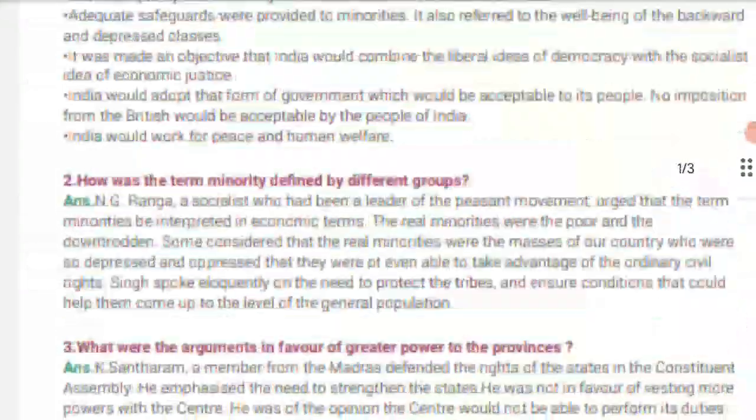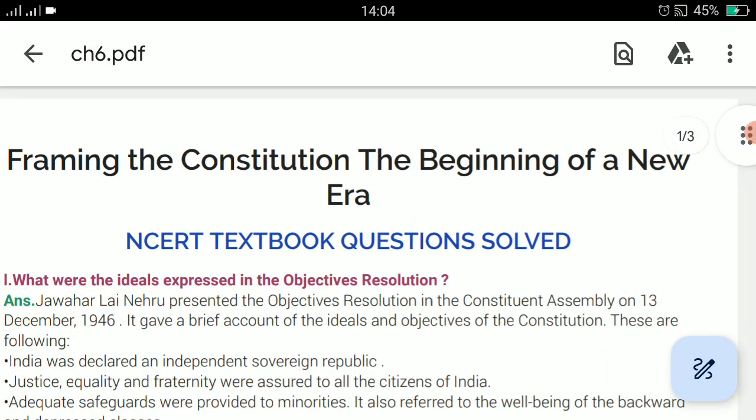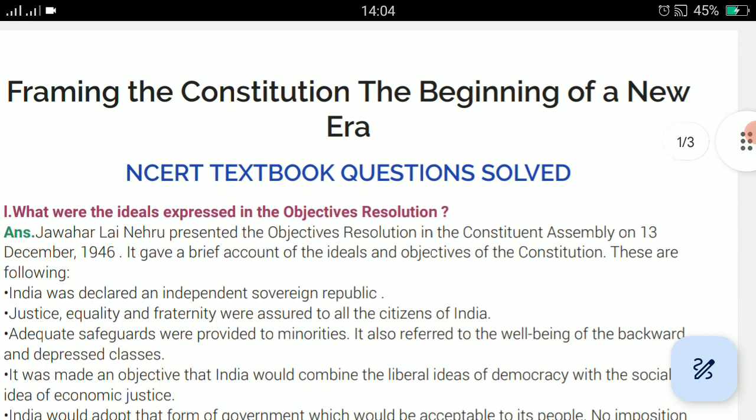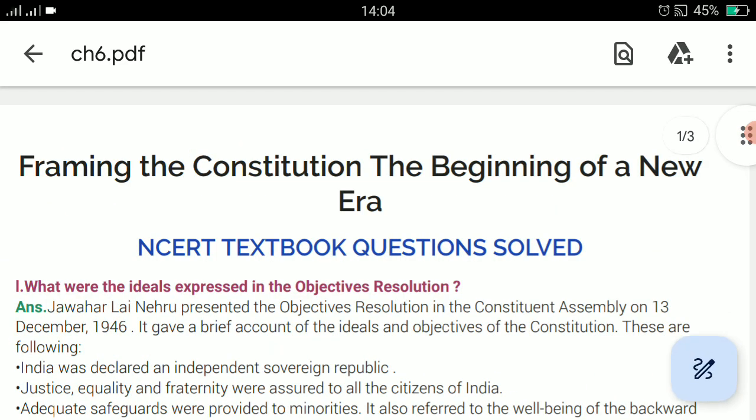So these are all the details, and we have gone through the NCERT textbook questions of Framing the Constitution: The Beginning of a New Era.